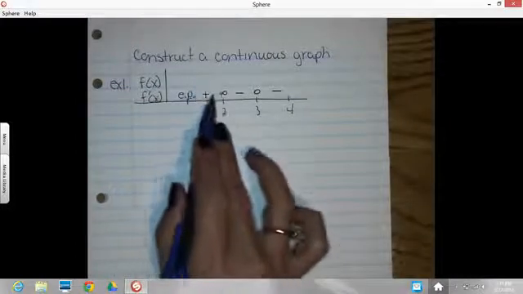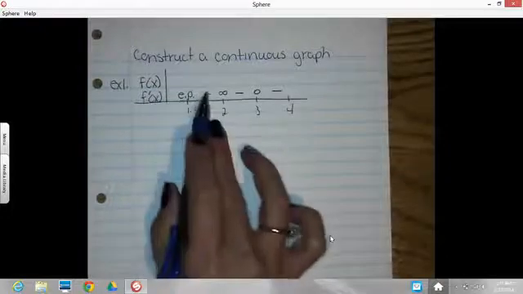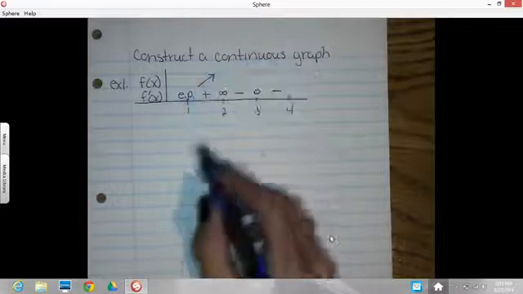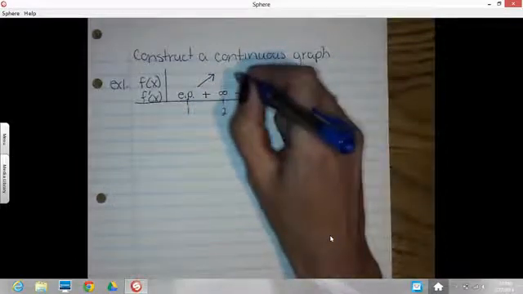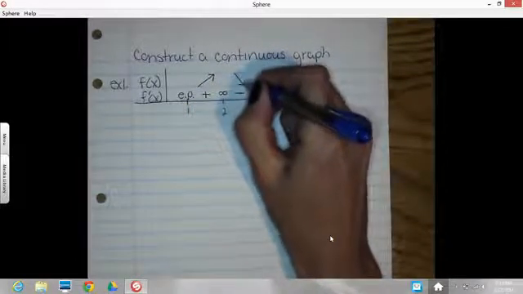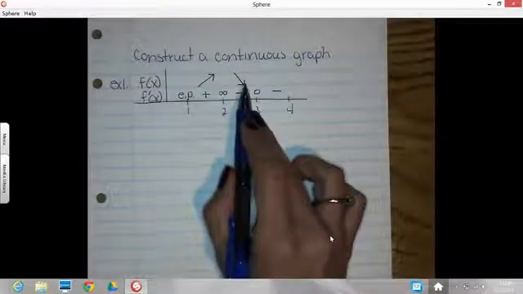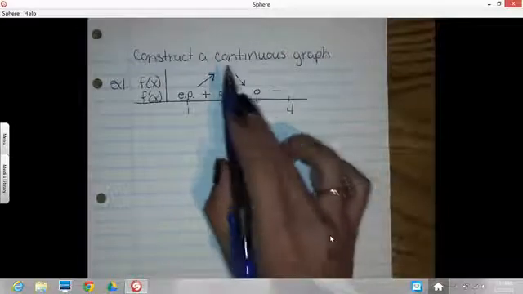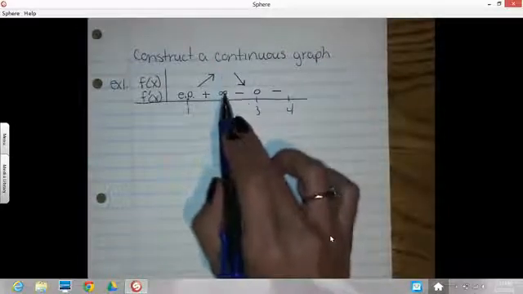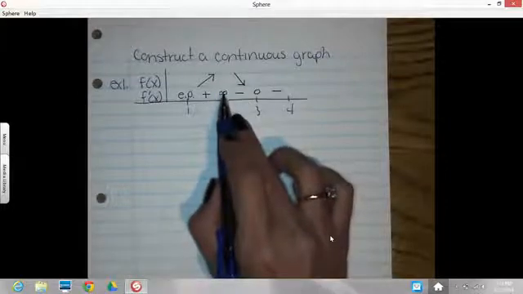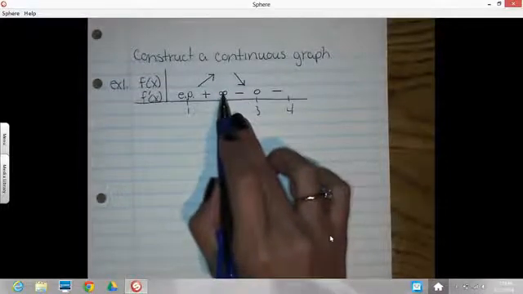But here, this positive, if the first derivative is positive, I know my function is increasing. If it's negative, I know it's decreasing. Well, let's stop and think. It's going up, and then it's coming back down. So I know there's some kind of a max here, but the derivative is infinity or undefined. Well, what kind of a max has an undefined first derivative? That's a cusp. So this max has to be a cusp.